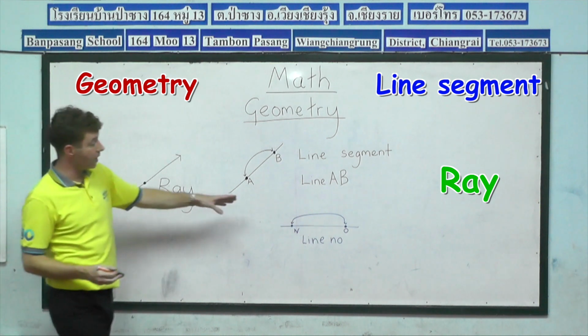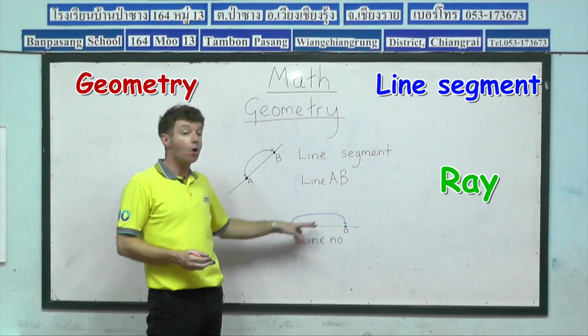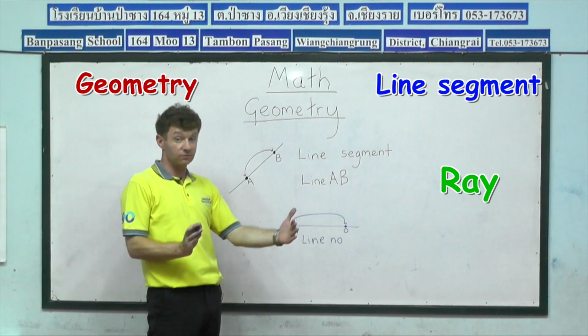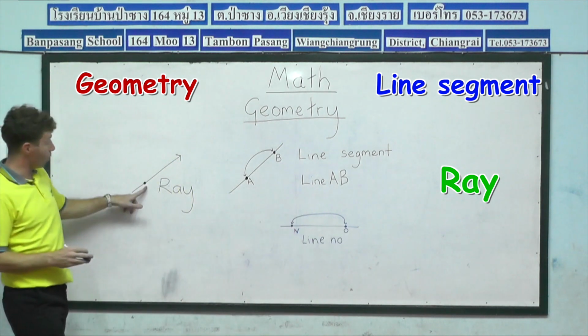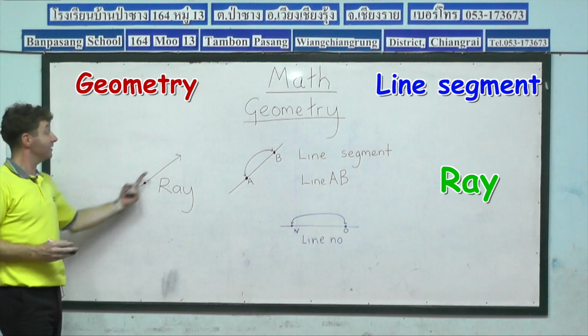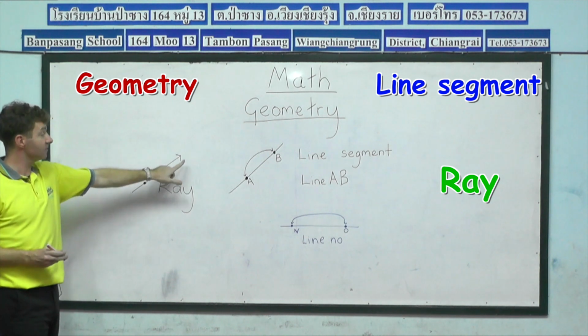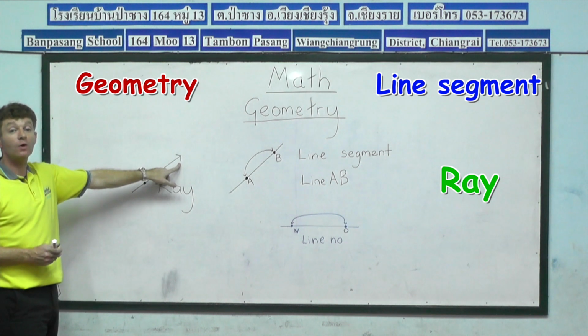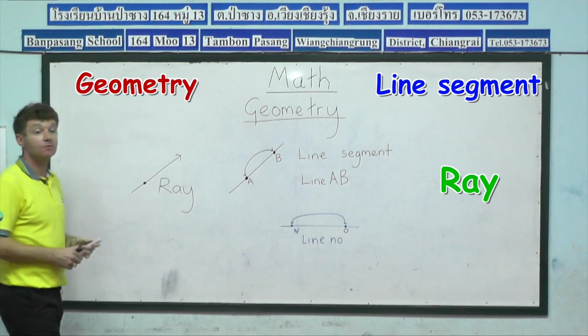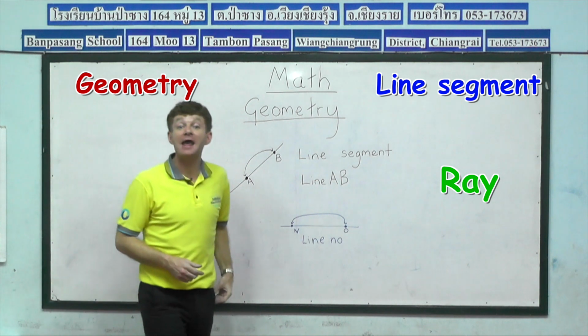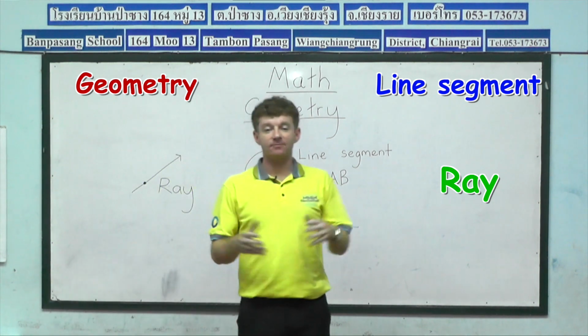It's different to a line segment because there aren't 2 points. It's not closed. A ray has 1 point and the line is still traveling in one direction. And you can tell by the arrow which way it's traveling. So one more time, guys. Rays. Excellent, very good.